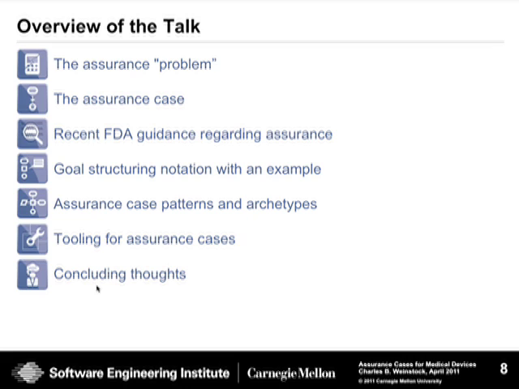So, an overview of the talk: I'm going to talk about the assurance problem. Then I'm going to introduce the assurance case in some more generality. I'm going to talk about recent FDA guidance regarding assurance. One of the tools we use for producing assurance cases is goal structuring notation, and I'm going to spend some time on that and give an example. I'm going to talk about the use of patterns and archetypes. I'm going to talk about tooling, and then I'll wrap up with some concluding thoughts. And for those of you who are not watching the webinar, we're going into the assurance problem on slide 10.